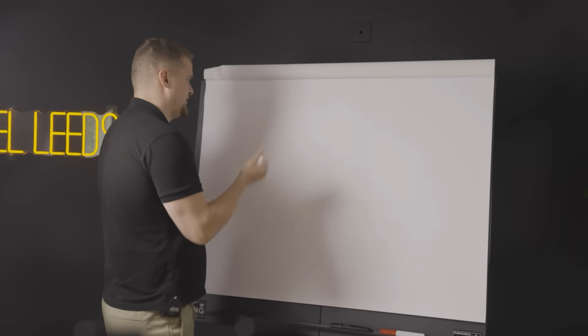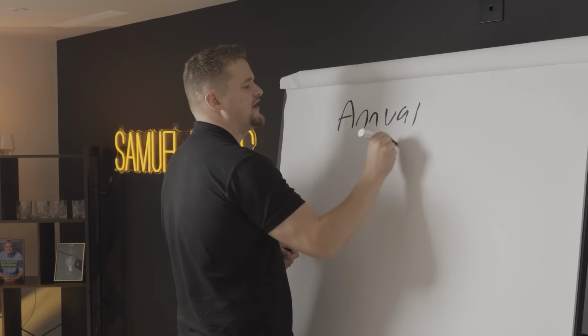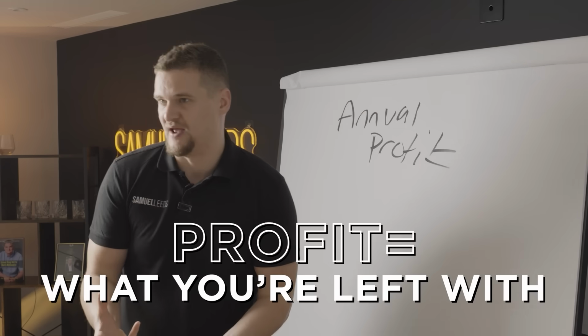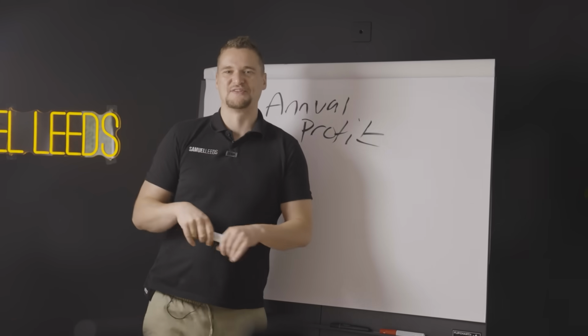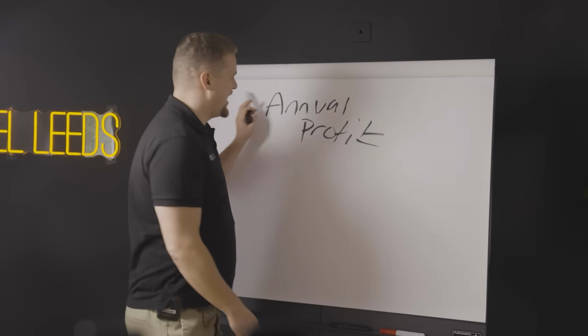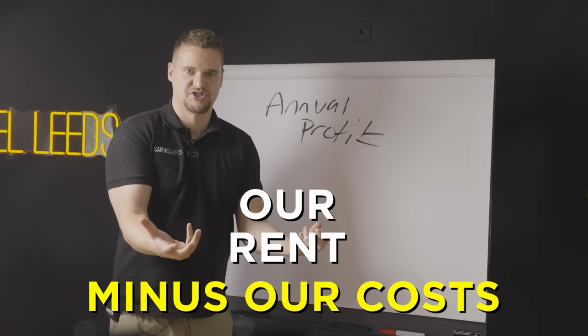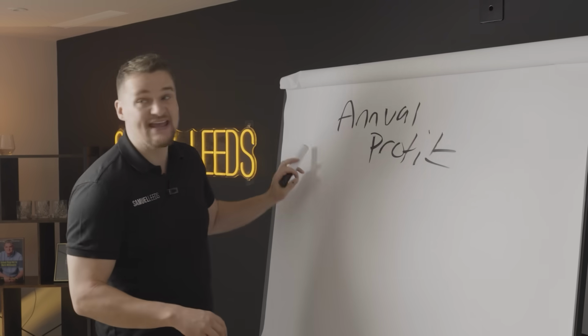Return on investment is where we take the annual profit. The annual profit. What does profit mean? Well, profit means what you're left with. You only pay tax typically on profit. Section 24, that's a whole other thing, maybe for another video. But annual profit would be our rent minus our costs. And then what's left is our profit. So what's the annual, the yearly profit?